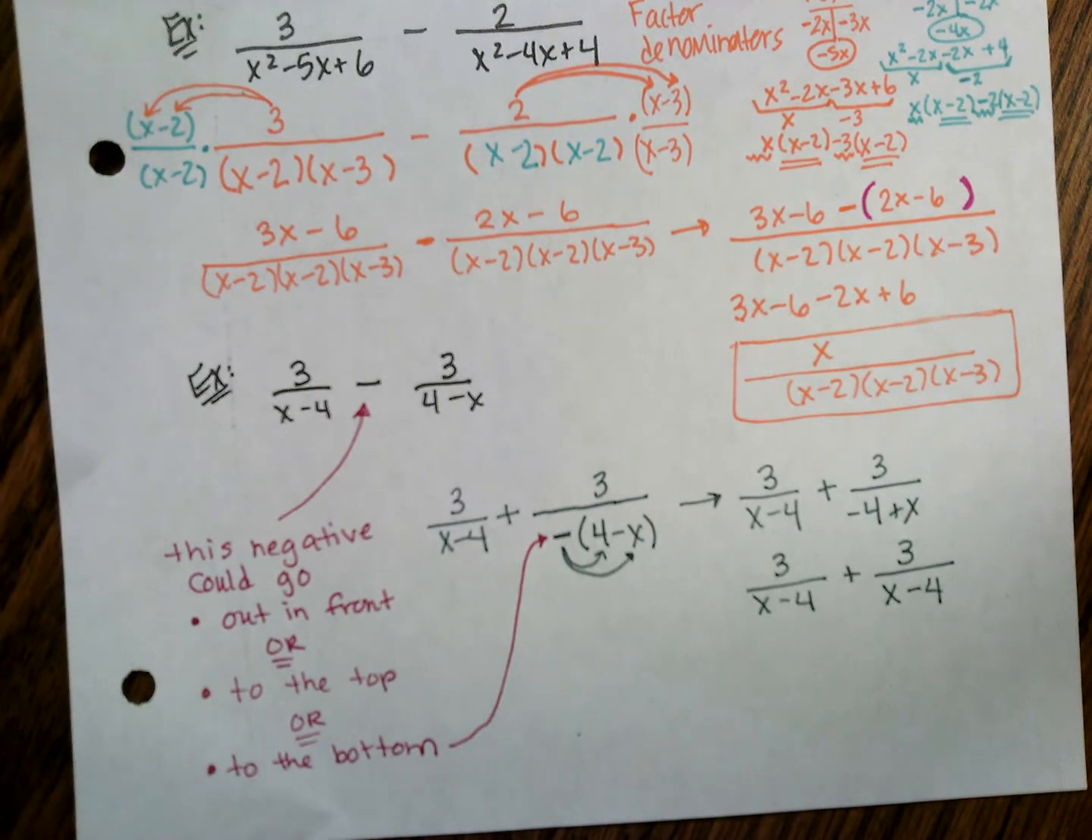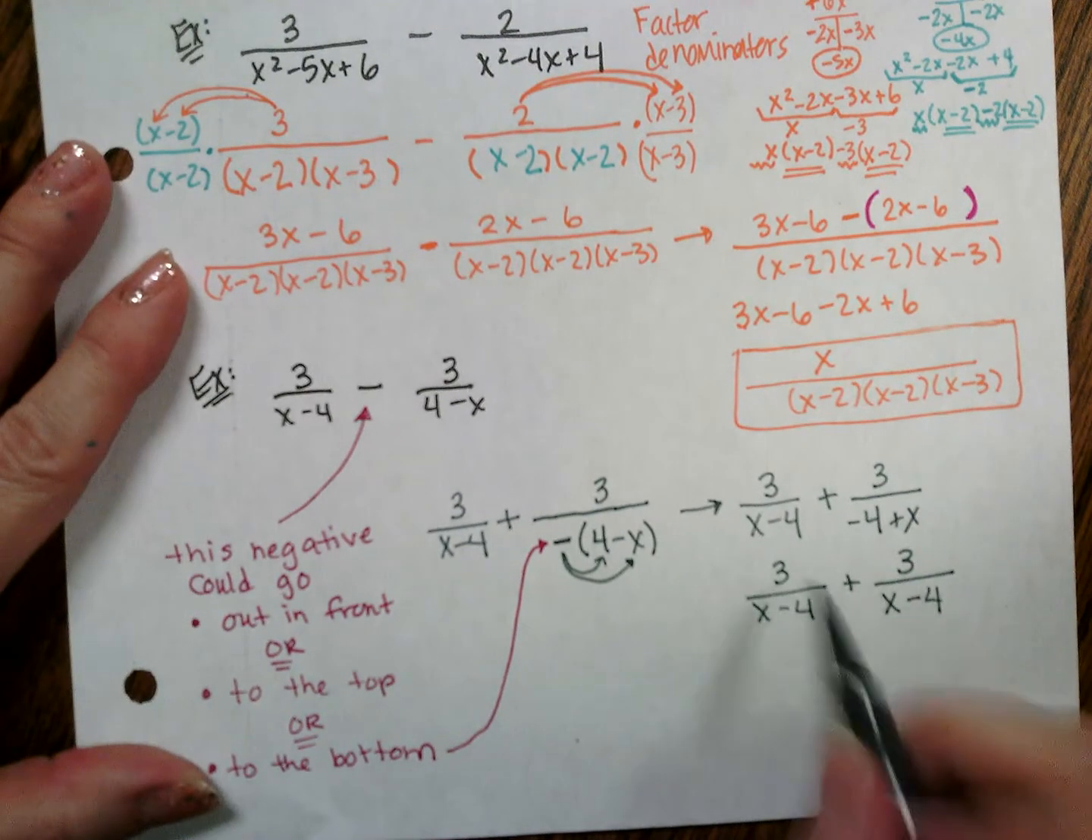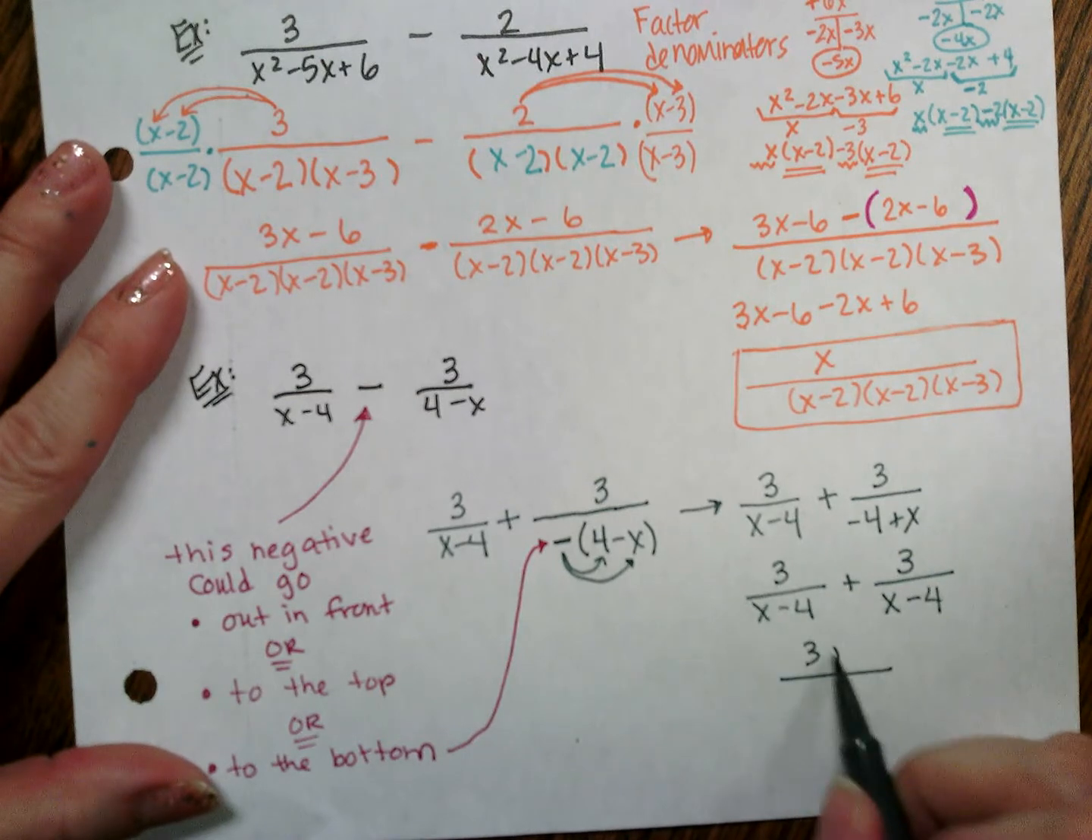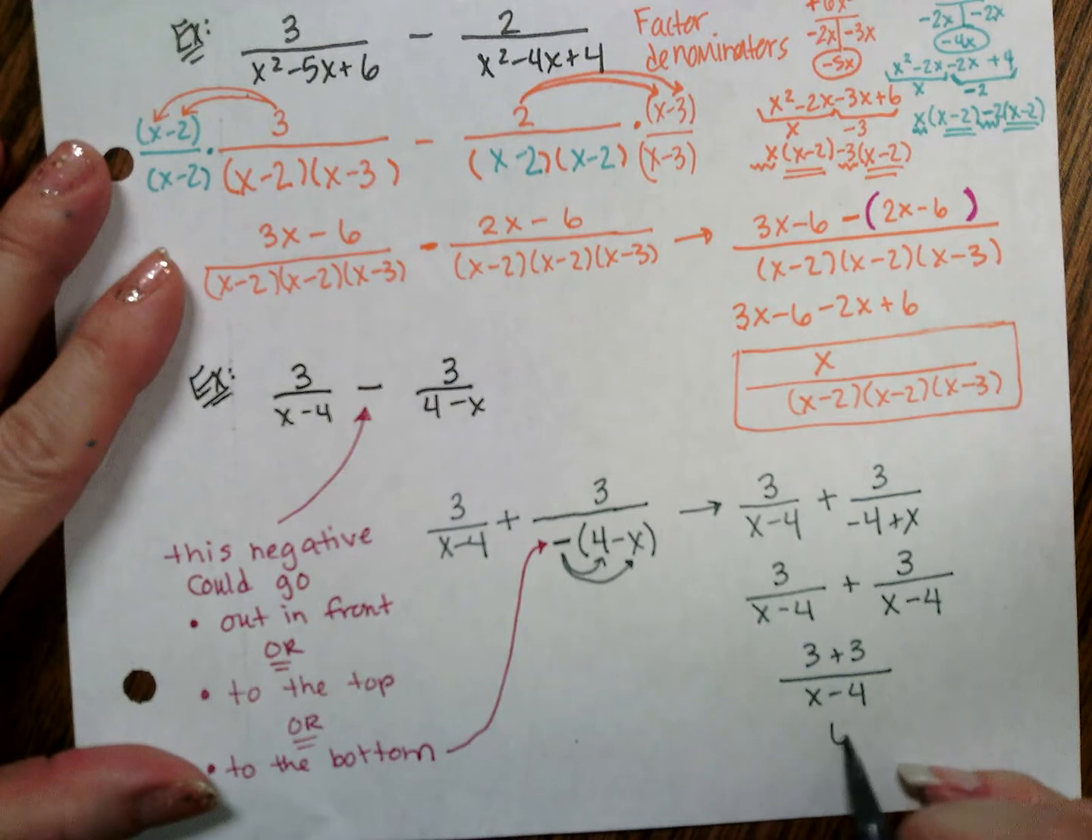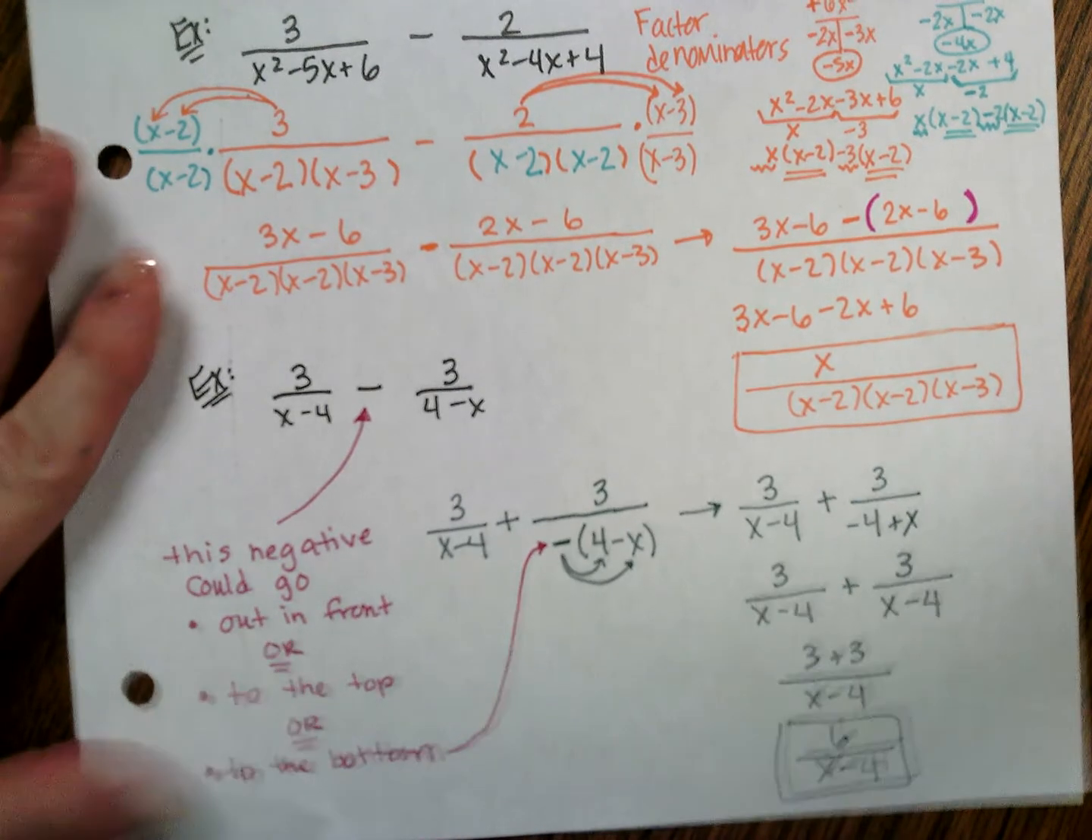And when I have the same denominator, all I have to do is combine my numerators. So I'm doing 3 plus 3 and keep my denominator the same. So now I'm at my final answer of 6 over x minus 4.